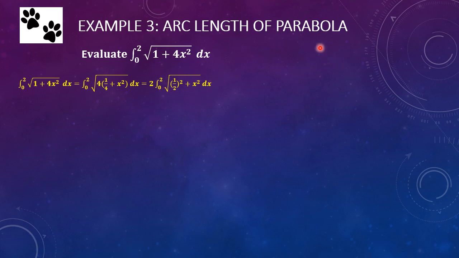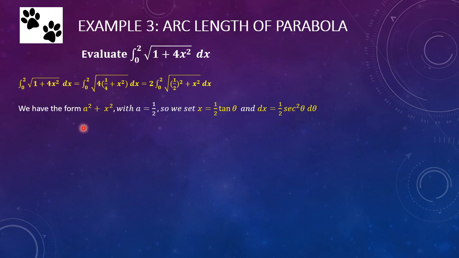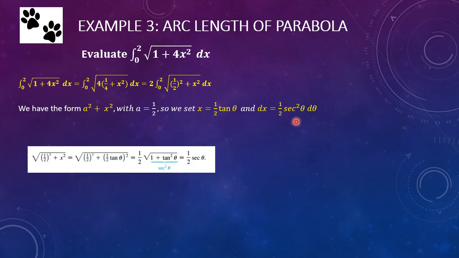Now we can see that this is in the form of a squared plus x squared. And remember, when we have the plus in the middle, plus is like a t, tangent. And a is equal to 1/2. We can see that in the simplification that we did. So we're going to set x equal to 1/2 tangent theta. And when we take the derivative of that, we get 1/2 secant squared theta d theta.